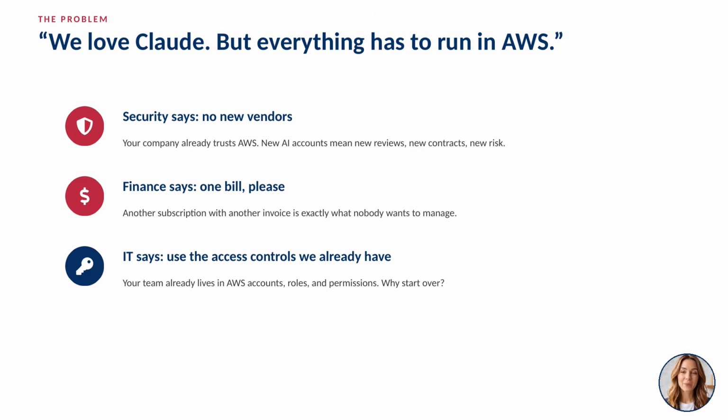The team wants to build with Claude, but security says, we're not signing up for a new AI vendor. Every new vendor means reviews, contracts, and risk. Finance says, we don't want another bill to track. And IT says, we already manage everything through AWS, our accounts, our permissions, our monitoring. Why would we start over somewhere else? If any of that sounds like your company, this video is for you.